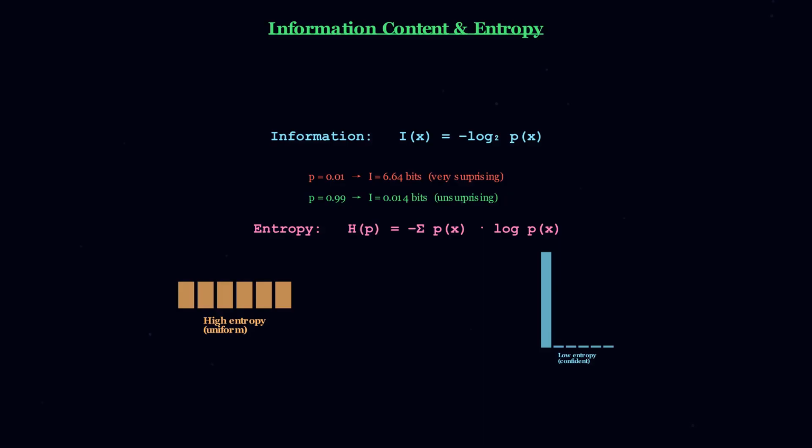The entropy H of P is the expected information, the average surprise across all outcomes. It is the sum over all X of negative P of X times log P of X. High entropy means the distribution is spread out and uncertain. Low entropy means it is concentrated, confident. A uniform distribution over 10 classes has maximum entropy. Every outcome is equally likely, so nothing is predictable. A one-hot distribution has zero entropy. One class gets all the probability, and the outcome is completely certain.